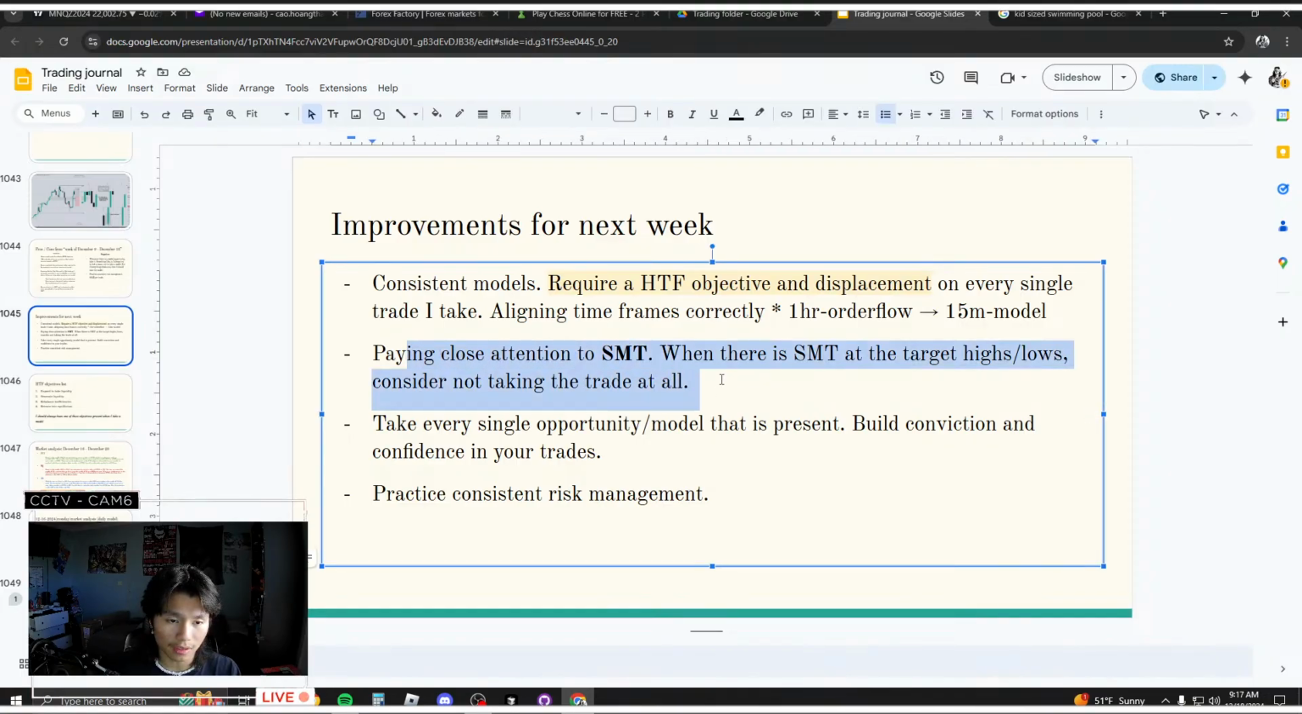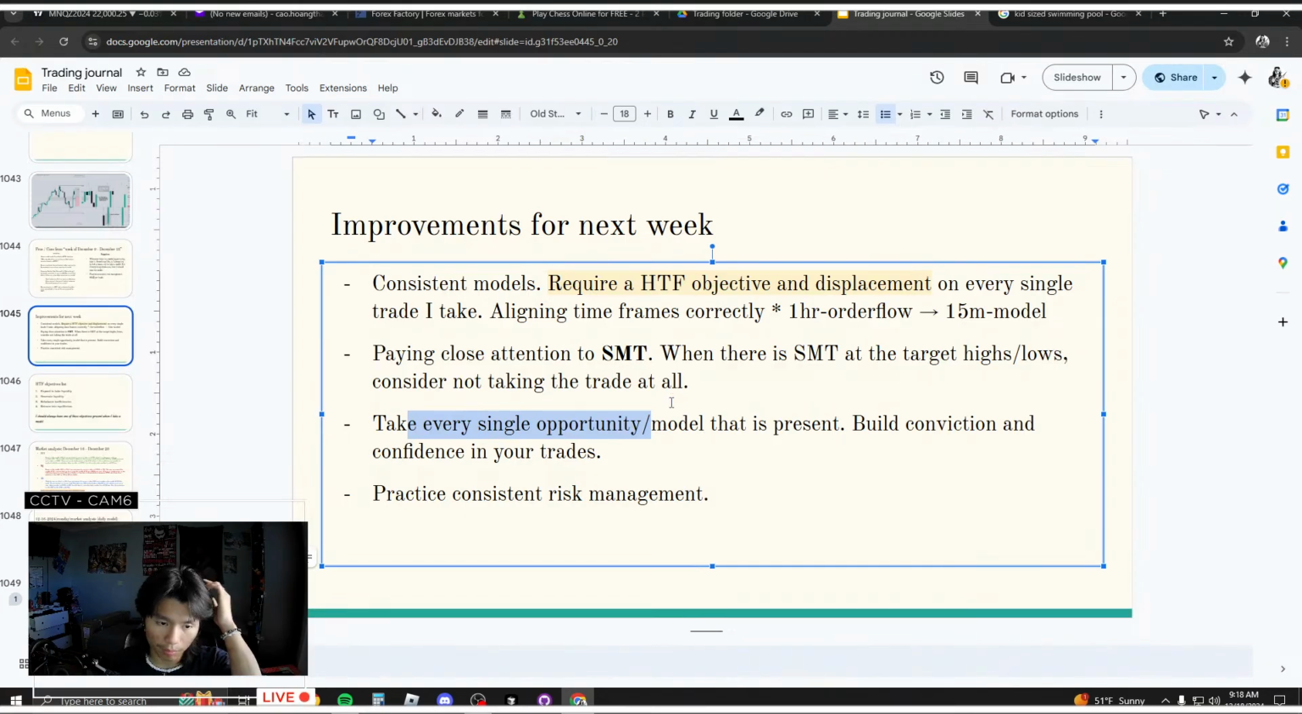Second, pay close attention to SMT. If there is SMT between the swing highs and swing lows that you're targeting, you might not want to take that trade. Take every single opportunity or model that is present. This goes back to taking consistent models, building conviction and confidence, not only in your trades, but in your rules and strategy. Practice consistent risk management.